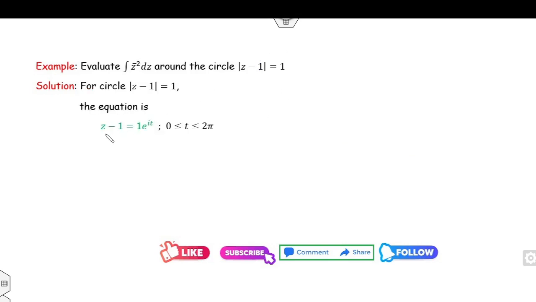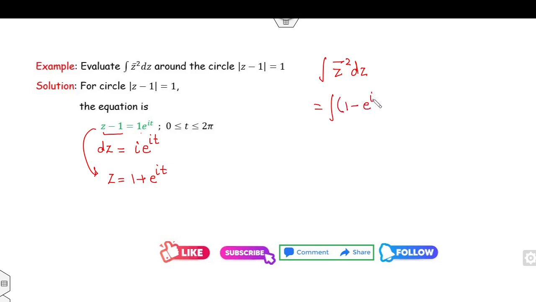The equation of the circle will be z minus 1 is radius e raised to power iota t. I can find the value of dz in this case. I can substitute both the values in the given curve. It's a complex conjugate. So can you find the value of z? The value of z is 1 plus e raised to power iota t. So I can say, because it's a complex conjugate, 1 plus minus of iota t whole square. The value of dz is iota.